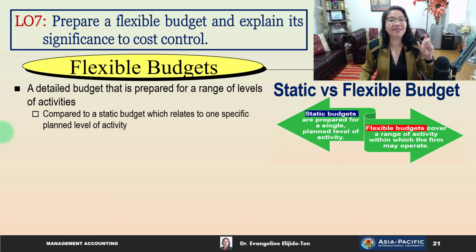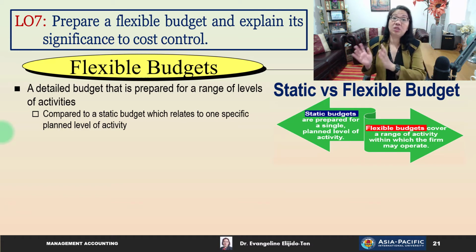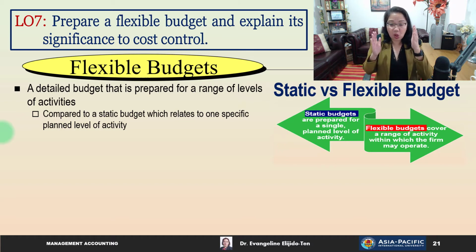So when we discuss the topic on financial planning and budgeting system, what we are preparing there are actually static budgets, because the master budget all the way to the budgeted financial statements are prepared for a single level of planned activity. Flexible budgets, on the other hand, cover a range of activities. So we might say, what if our sales is at 10,000 units, at 11,000 units, or at 12,000 units?